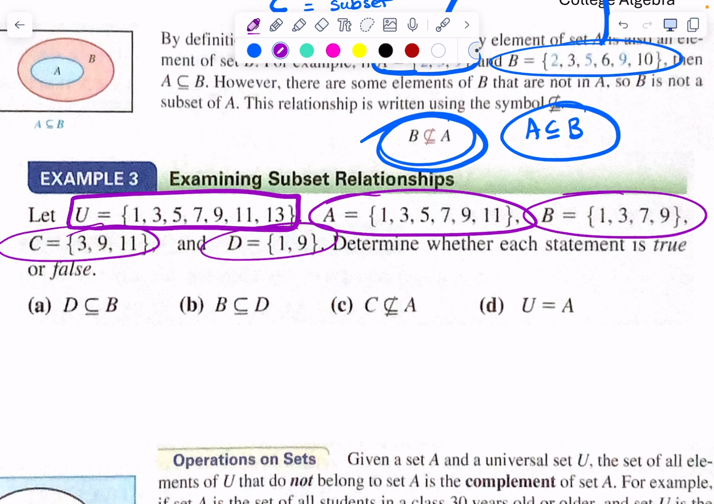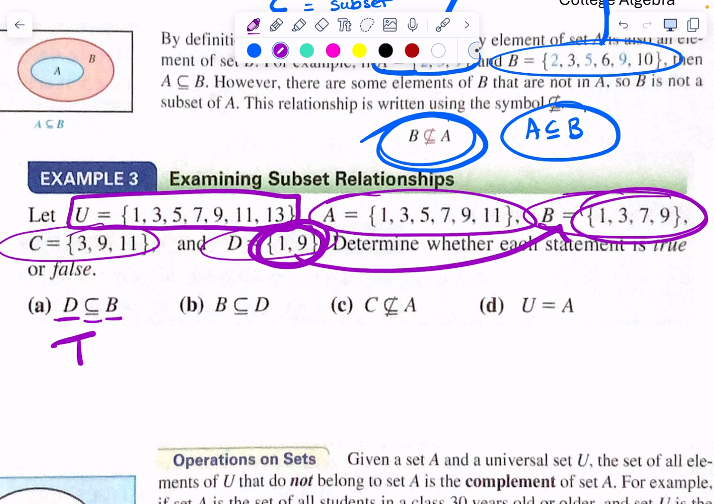Determine whether it's true or false. Is D a subset of B? So D is here. Does that go into B? Yeah. All of the stuff in D is also in B? True. Okay. B is a subset of D. Does B go into D? No. False, because B has more elements than D, so that's not true.